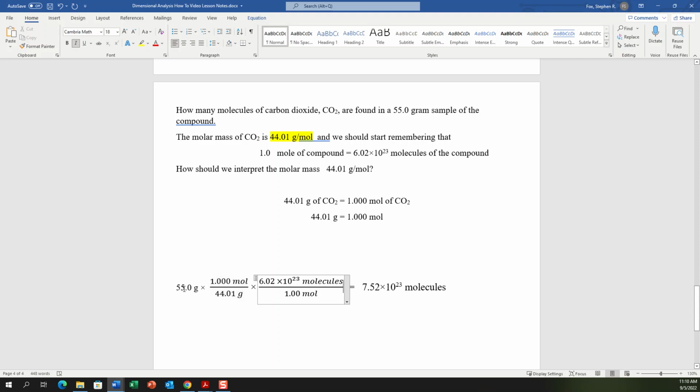Mathematically, all I have to do is take 55 divided by 44.01 and then multiply it by Avogadro's number, and that would tell me how many molecules are in the sample. So again, in dimensional analysis, we're not changing the value of the measurement, we're just changing the unit. This many molecules of CO2 would have a mass of 55 grams. So this equals that. All we're doing is changing the units, changing the dimensions. Dimensional analysis, that's all it is.